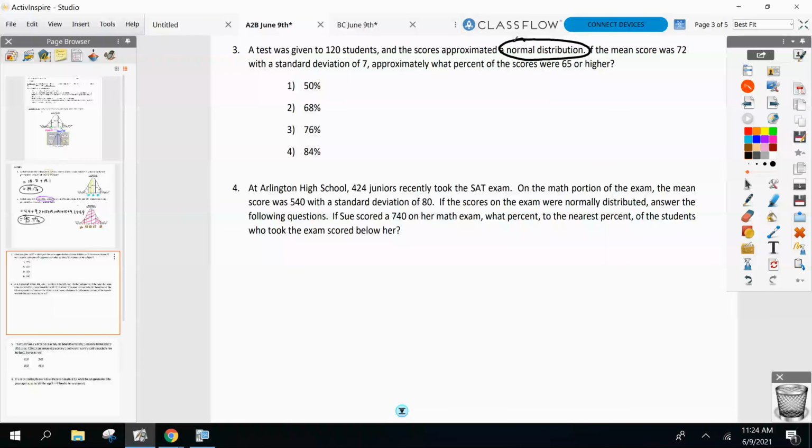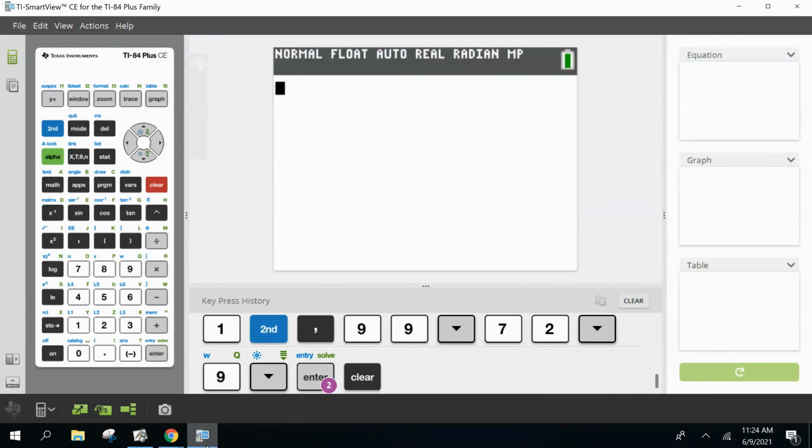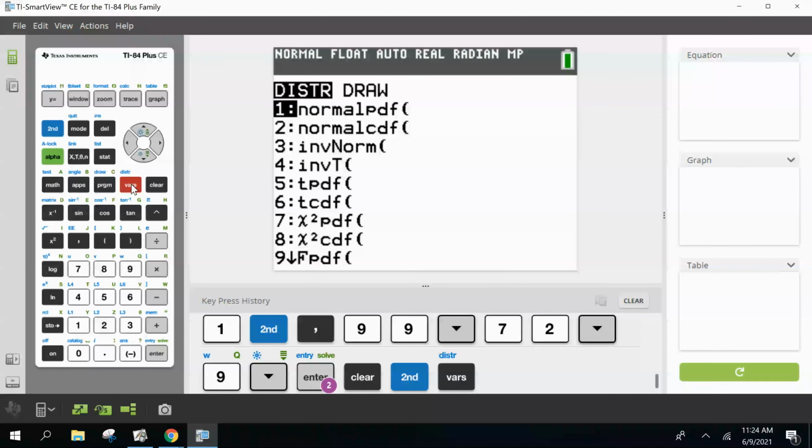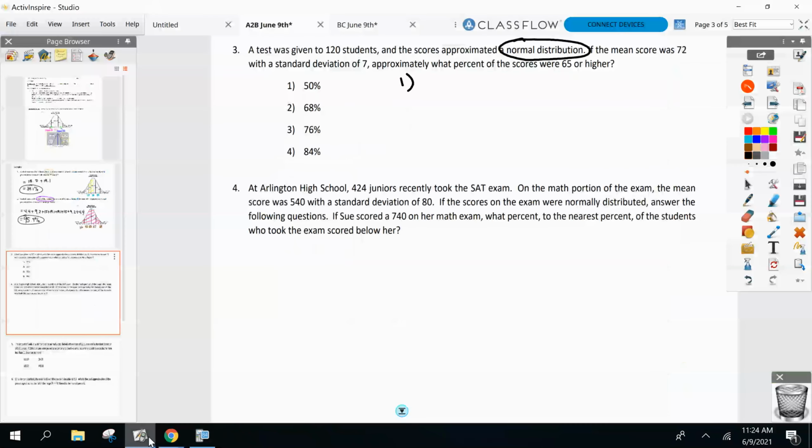I'll write down the steps. If you want to write them down with me, fine. If not, I don't care. We are going into a new button now. We are not going to go to the stat button anymore. Everybody see to the left of the clear button? To the left, it says VARS. And then notice what the wording is above it. DISTR, short for distribution, normal distribution. So that's what I want. Second VARS. That's where I go first on the calculator.